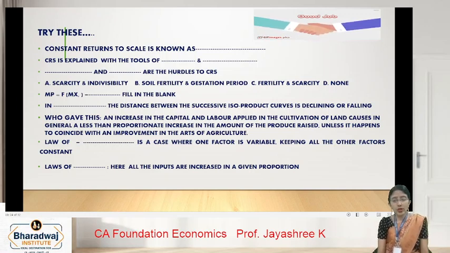Who gave this? I've quoted one definition for you and you have to identify who gave this. An increase in the capital and labor applied in the cultivation of land causes in general a less than proportionate increase in the amount of the produce raised, unless it happens to coincide with an improvement in the arts of agriculture. We did this definition in the class with due explanation for the same, so you must be able to identify it. Law of dash is a case where one factor is variable, keeping all other factors constant. Laws of dash, that's when you have to fill it up. Here all the inputs are increased in the given proportion.